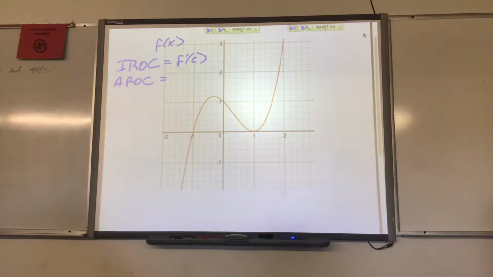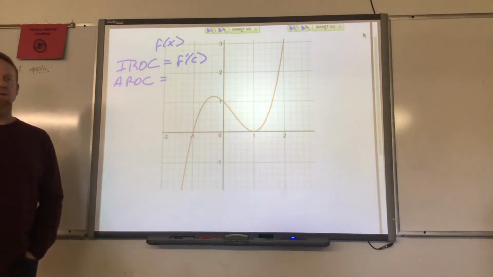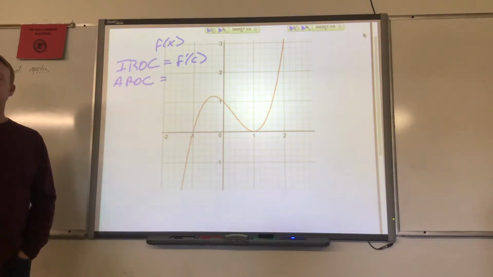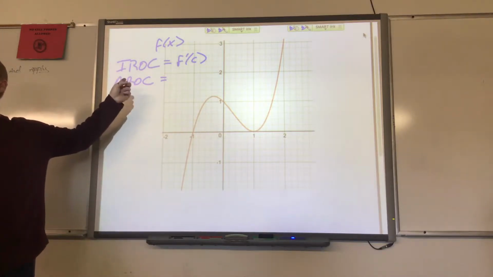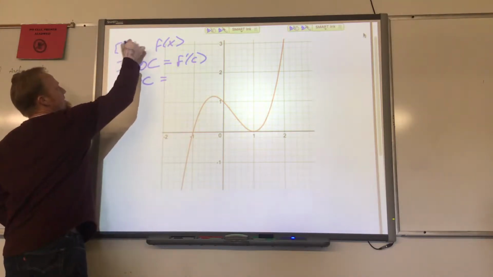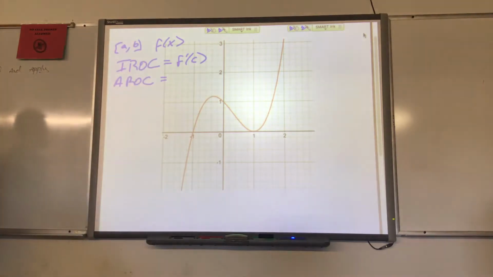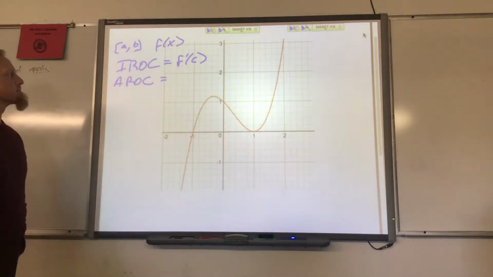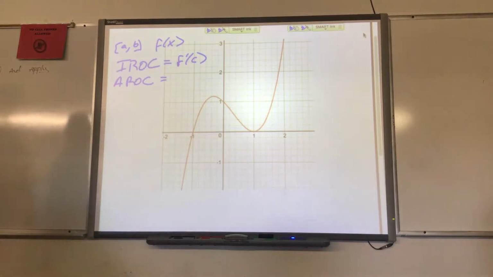It's not F of C because what? Go back. You guys aren't listening to what you're saying. F of C minus F of C, you're close. What do we say we need in order to do AROC? We need an interval. So let's call our interval A to B. So it would be F prime of B minus F prime of A over B minus A.